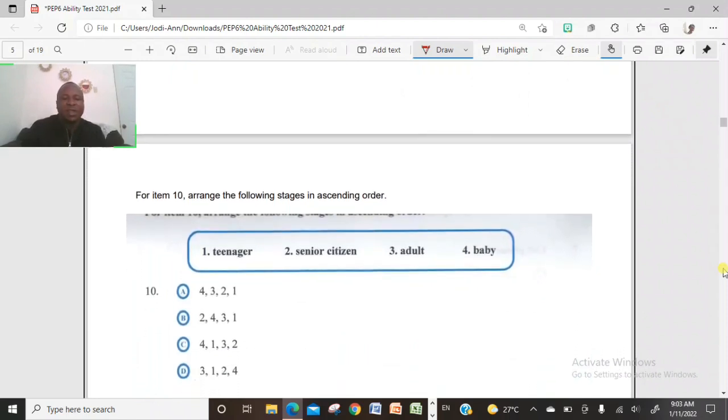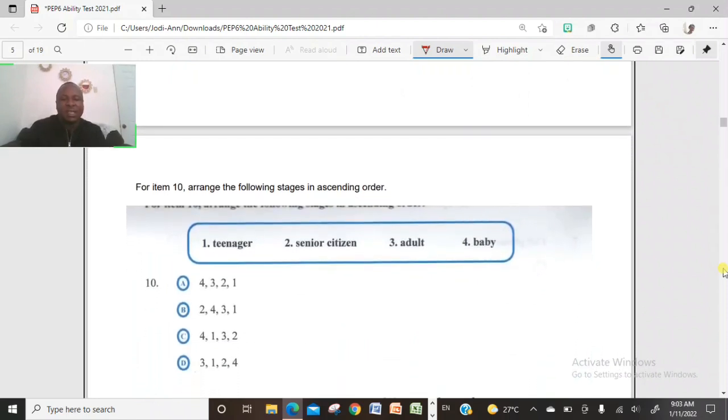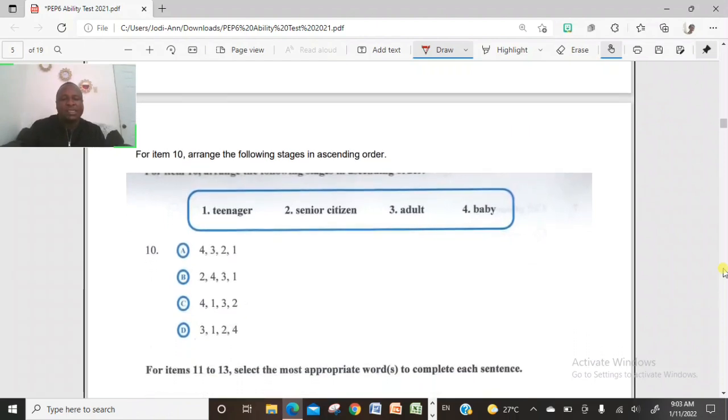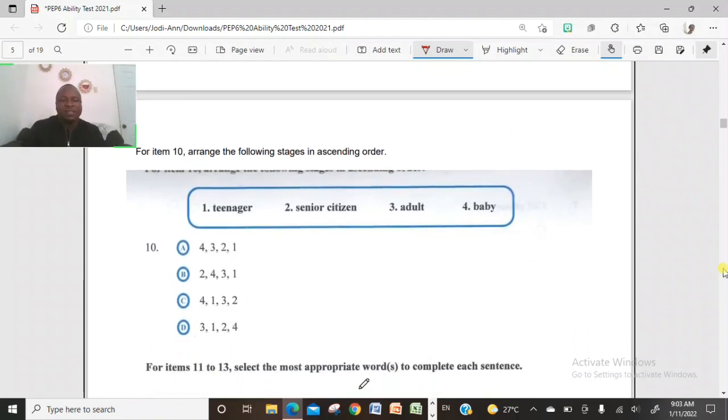For item 10, arrange the following stages in ascending order. Ascending order means from the smallest stage to the largest stage, or from smallest to largest. All right, so we're going to look for the smallest one. You can't get smaller than a baby, unless you'd have fetus here, but we don't have that. So we have baby and that's 4. So clearly we know that our answer would start with 4.